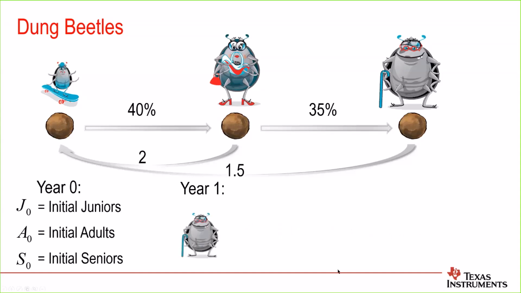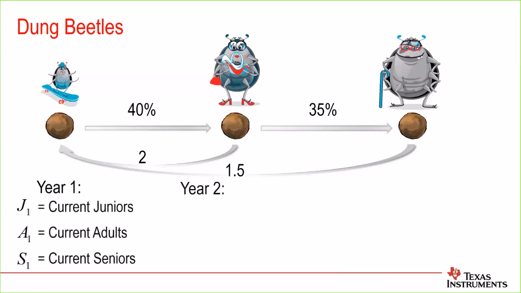And of course, our seniors, we get nothing from our juniors in the previous year. We get 35% of the adults from the previous year. And of course, no seniors remain to stay on as seniors the following year. So there's lots of zeros in the matrix. So year one, that's it. And we update our little subscripts there.